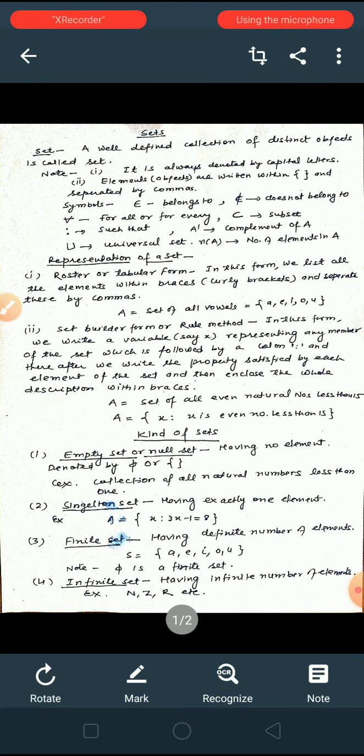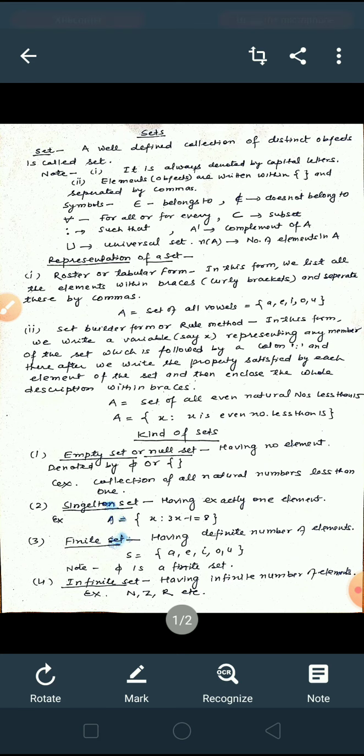Children, today we are going to study sets. This is the first chapter of your NCERT books, class 11th. Children, we first define what a set is. As you can see, a well-defined collection of distinct objects is called a set.